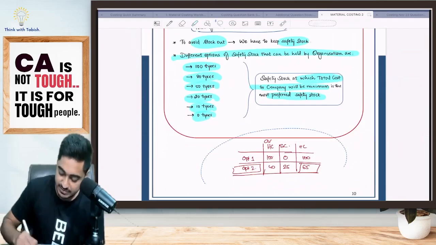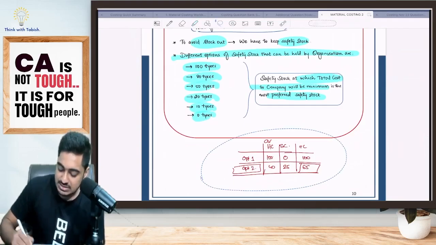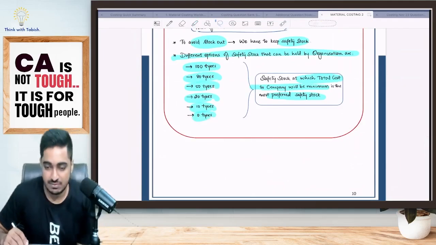Is this clear, everyone? Yes, it is very difficult. Yes, it is challenging to understand the question itself.